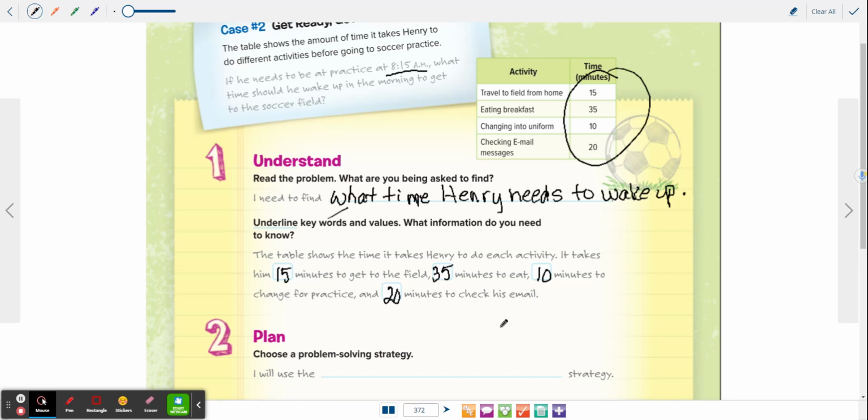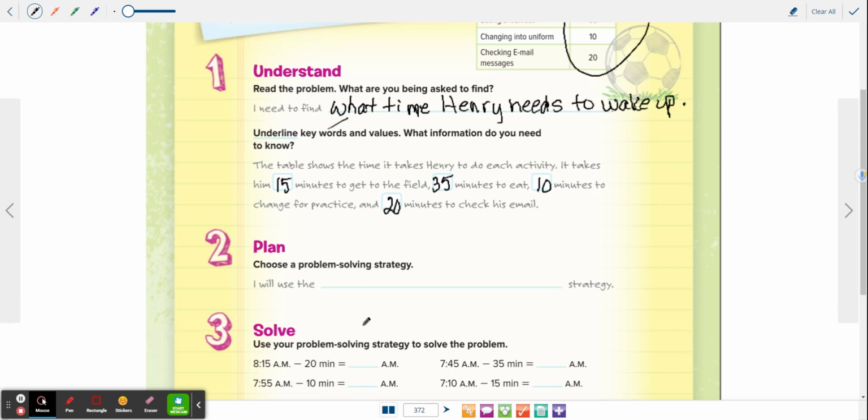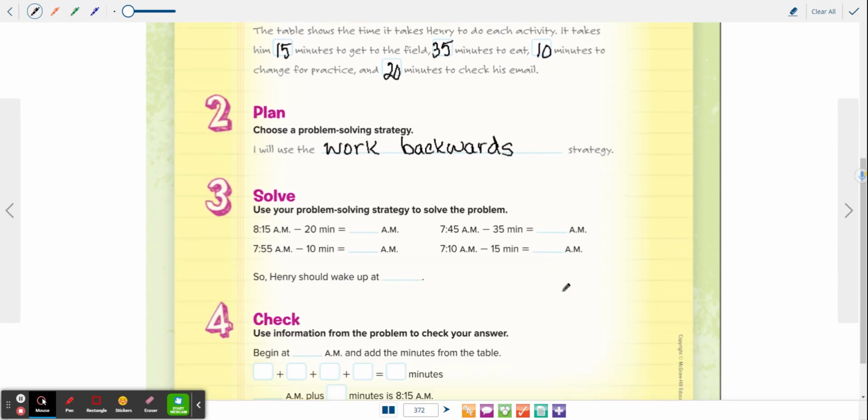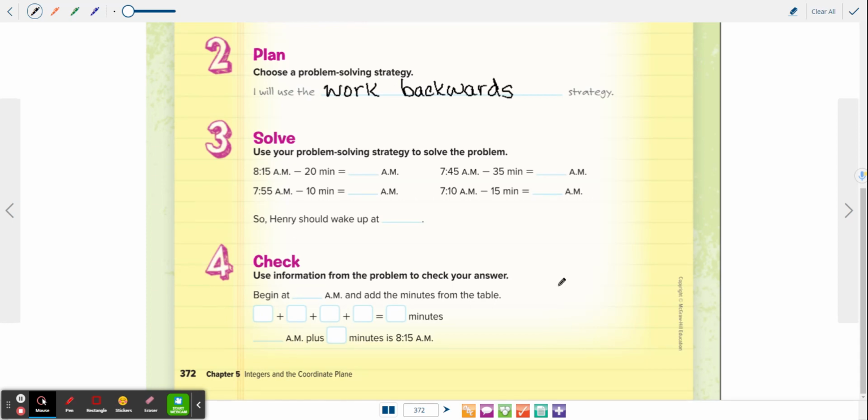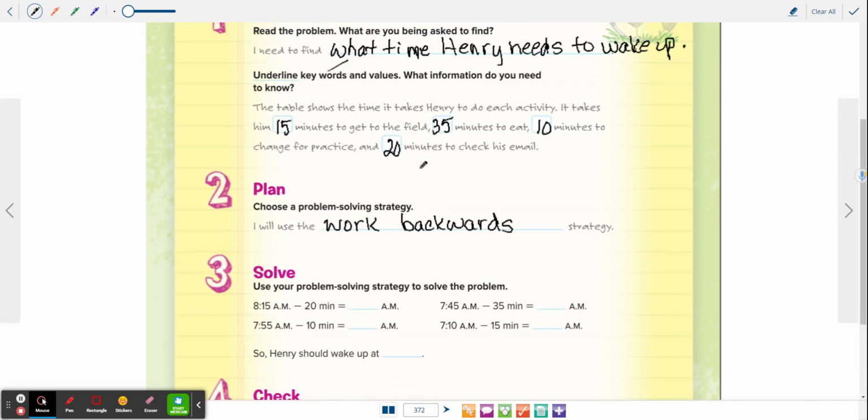Okay. So the strategy that we're going to use is a work backwards strategy. Work backwards. Okay. So we're going to solve it nice and slow here. We're going to start at 8:15 a.m. and we're going to go back 20 minutes, checking his email. 20 minutes from 8:15 is, let's see, 15 minutes would be 8 o'clock. 5 more minutes would be 7:55.